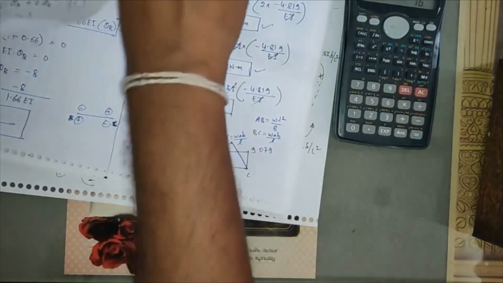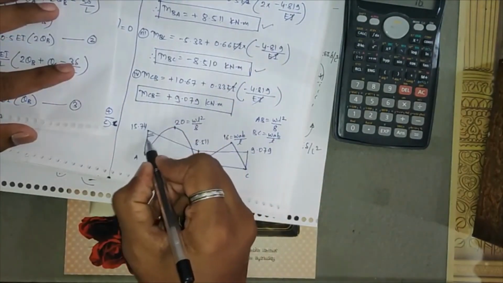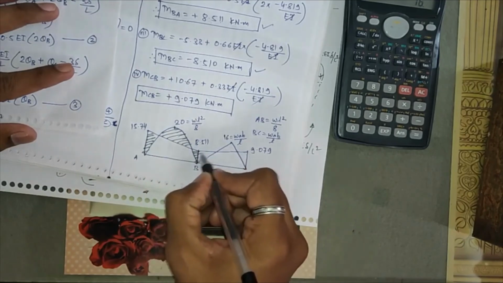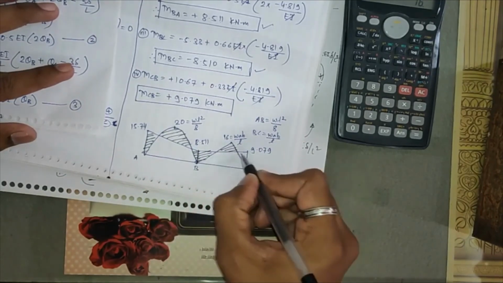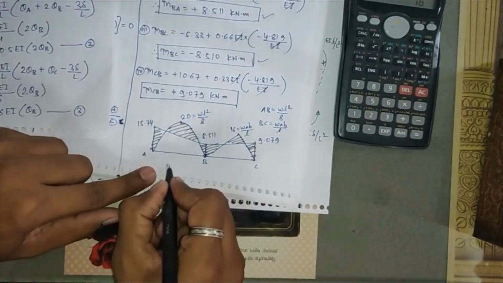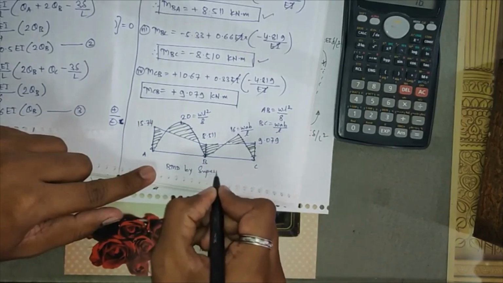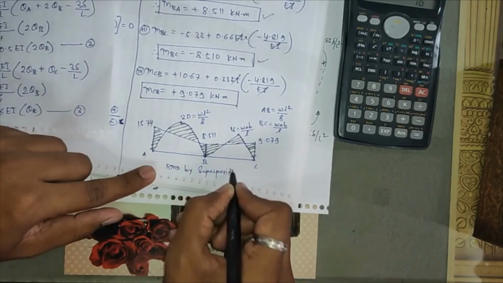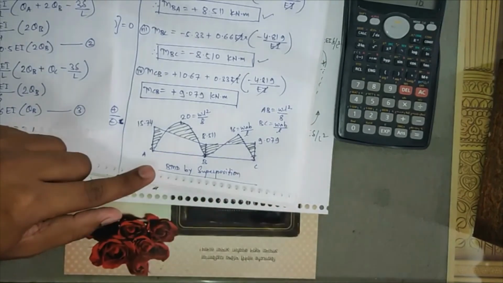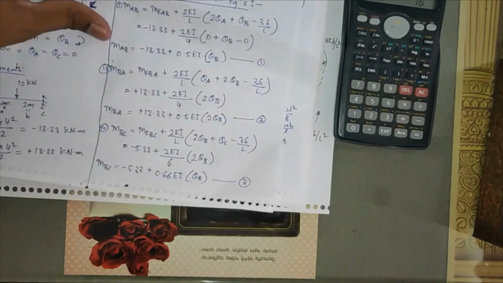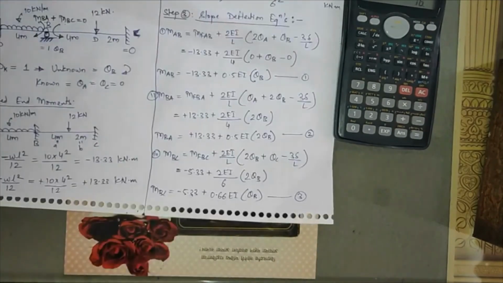And what you have to do is just superimpose this shaded part. This bending moment diagram will be called the BMD by superposition. So this will be your complete analysis of the given beam using the slope deflection method.